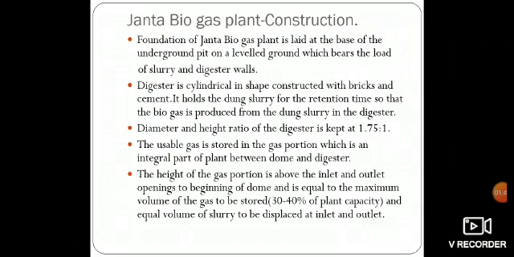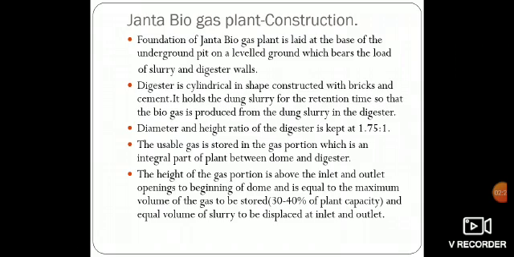The digester is cylindrical in shape, constructed with bricks and cement. It holds the dung slurry for the retention time, so that biogas is produced from the dung slurry in the digester. In construction, the Janta biogas plant is made up of bricks and cement.